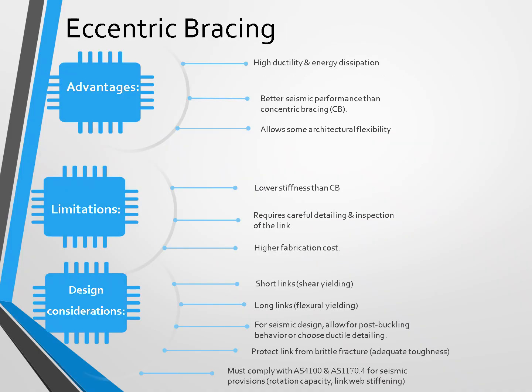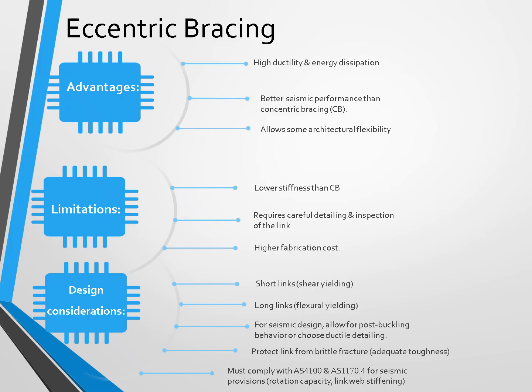The advantages of eccentric bracing are high ductility and energy dissipation, better seismic performance than concentric bracing, and also it allows some architectural flexibility. What are the limitations of an eccentric bracing? Lower stiffness than concentric bracing, requires careful detailing and inspection of the link, and higher fabrication cost.